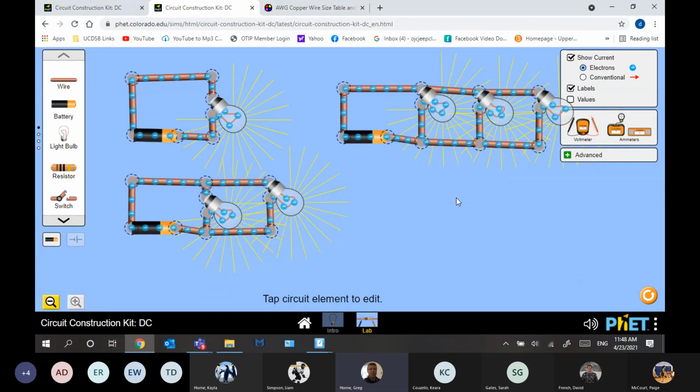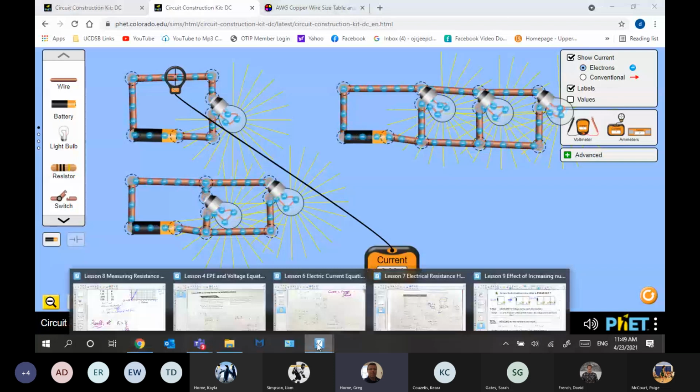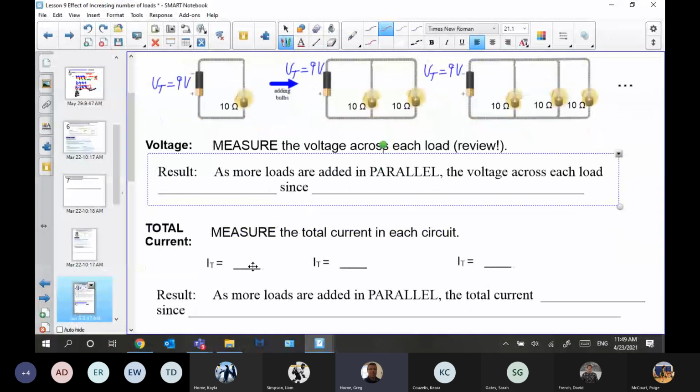So hopefully you have the circuits built by now, since I did other stuff and then got it done here. So just bounce between screens or whatever, but what do you see as total currents? What's the total current in the single bulb? Obviously it's going to be the same as last time, right? So it's going to be 0.9 amps. So we can jot that in. We can say 0.9 amps.